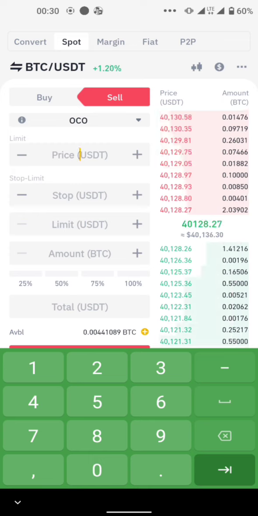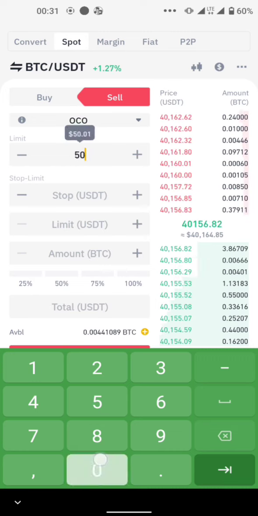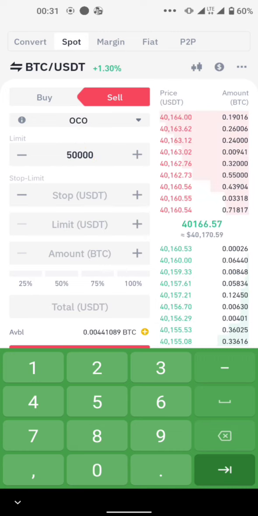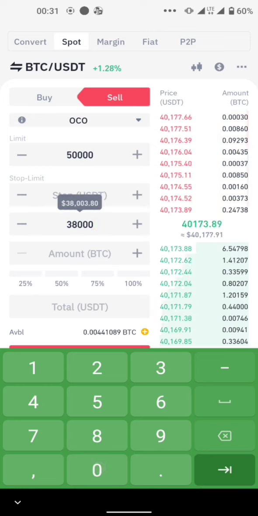But then to be on the safer side, so that you don't miss out, we'll be using these two other types. Now you will set your take profit target at $50,000. This is where we'll set that. So if the market gets to $50,000, we will be in profit, and at the same time we will come here to set our stop loss order at where? $38,000. If the market drops to $38,000, we'll be losing money, so Binance will take us out of that trade.